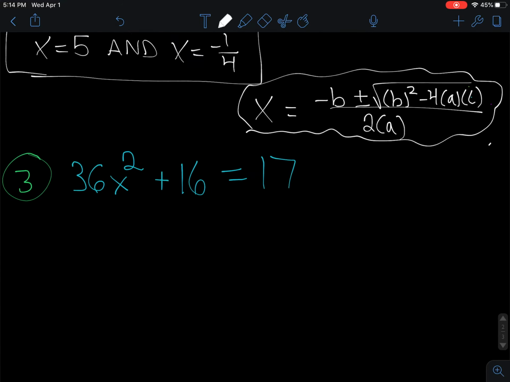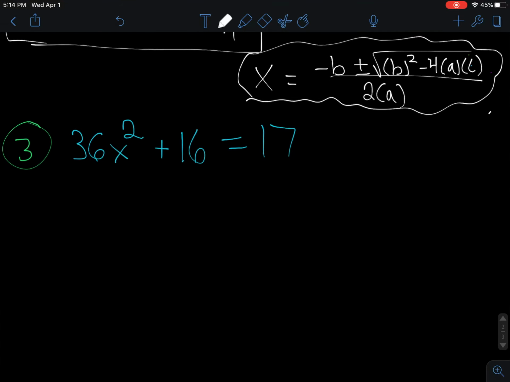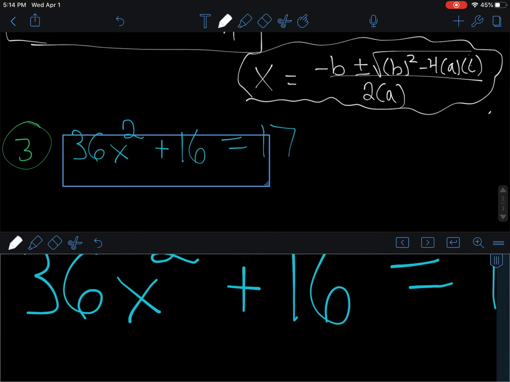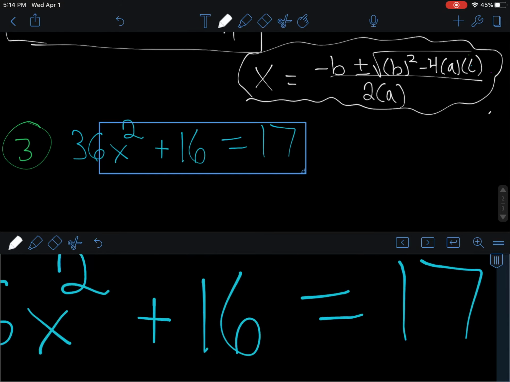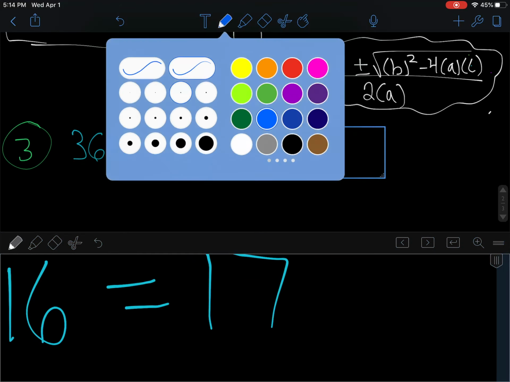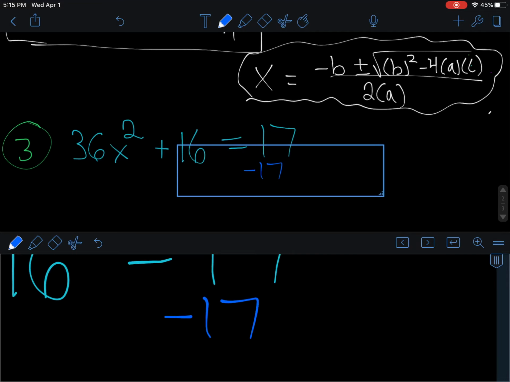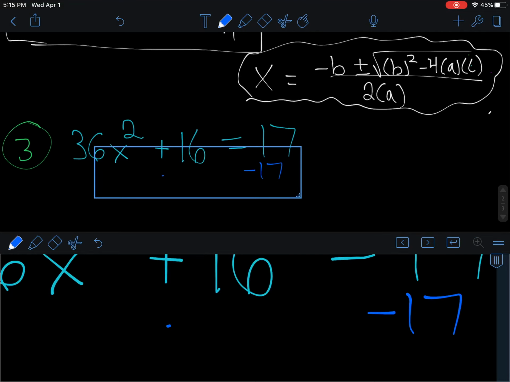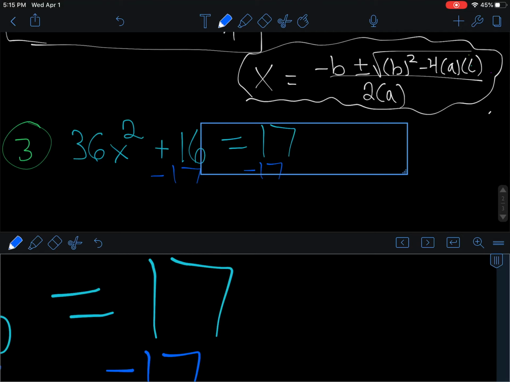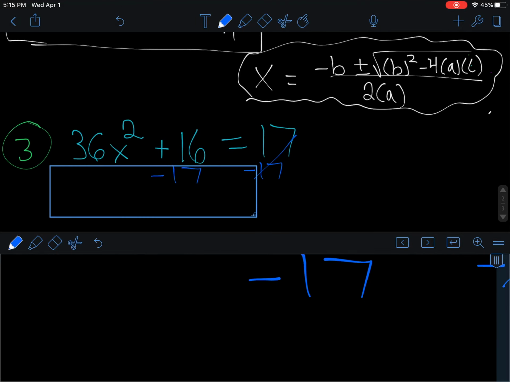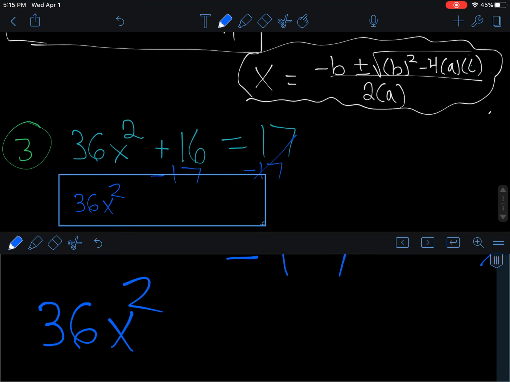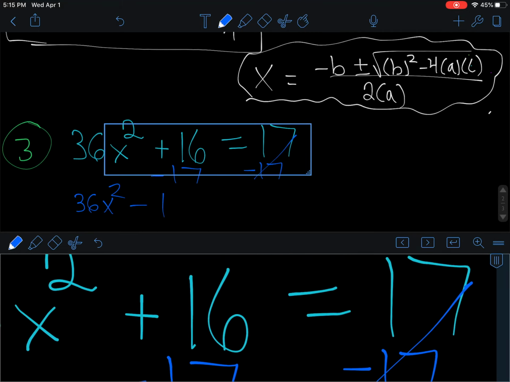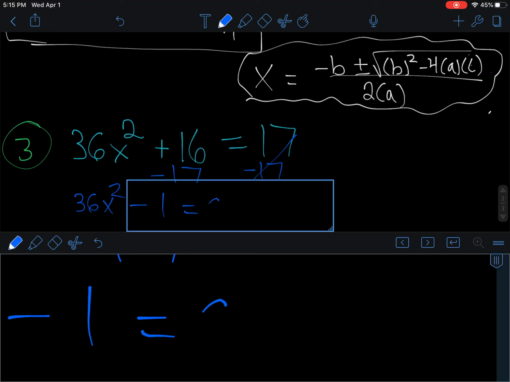All right, with number 3, this one's a little tricky here. Again, you have this 17 on the right side. Notice that we do not have a linear term here. We do not have an x term. That's going to matter. But anyways, we want to move this 17 over. This 17, you can combine it with the 16. So what you do to one side, you must do to the other. Again, the 17s cancel. So this is going to be 36x squared, 16 minus 17 will be minus 1 because you can combine like terms there, and then it equals 0.